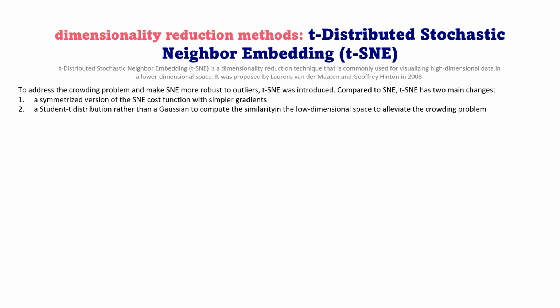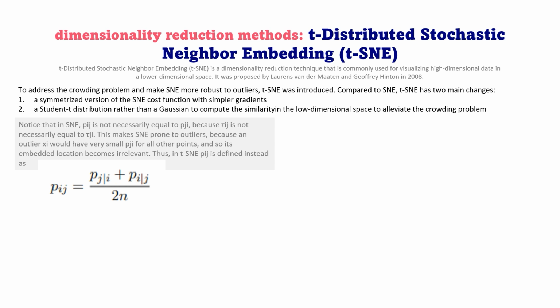in t-SNE, p sub ij is defined instead as p sub ij is equal to p sub j given i plus p sub i given j, divided by 2n. In this way, the summation over j of p sub ij is greater than 1 divided by 2n for all data points x sub i. As a result, each x sub i makes a significant contribution to the cost function, and that also gives a simpler gradient as shown later.